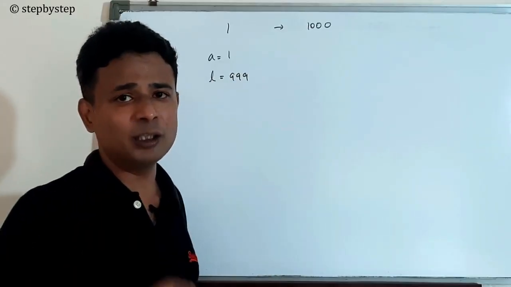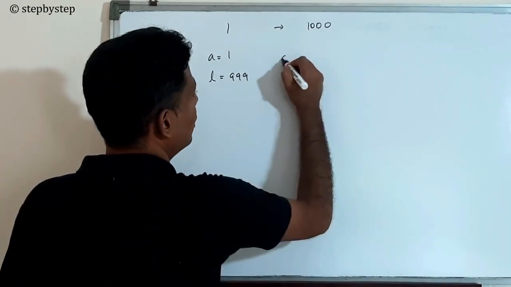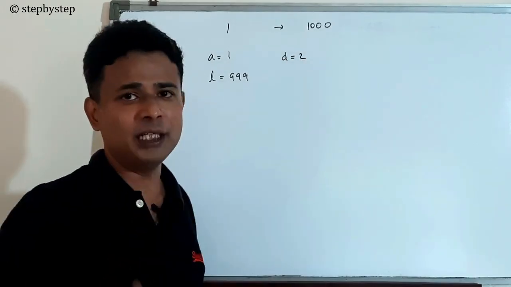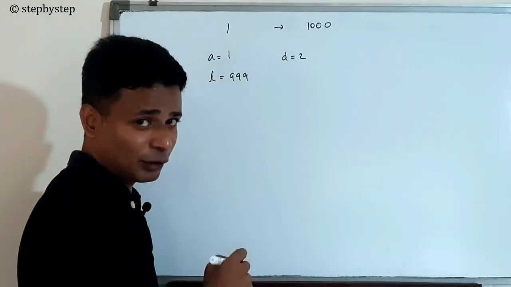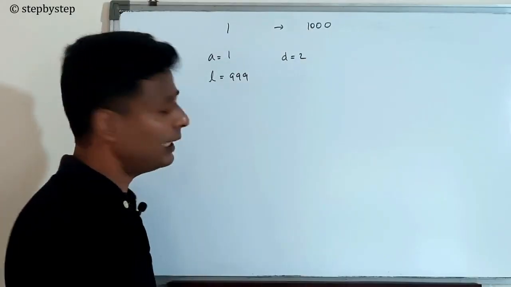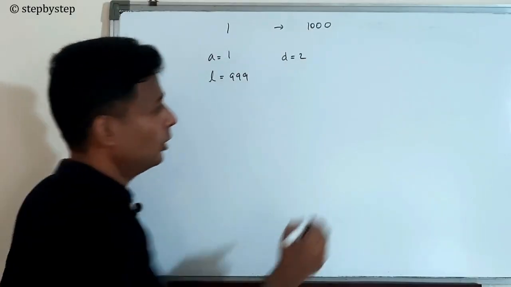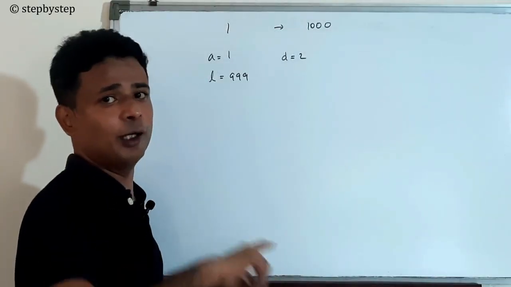For odd numbers, what is the common difference? 3, 5, 7. So the common difference is 2. It increases every time, it increases by 2. Now to find S of n, we need to find the value of n. How many terms are there? So how do we find it? We know the last term. So if you find the value of n for the last term, you get the number of terms.